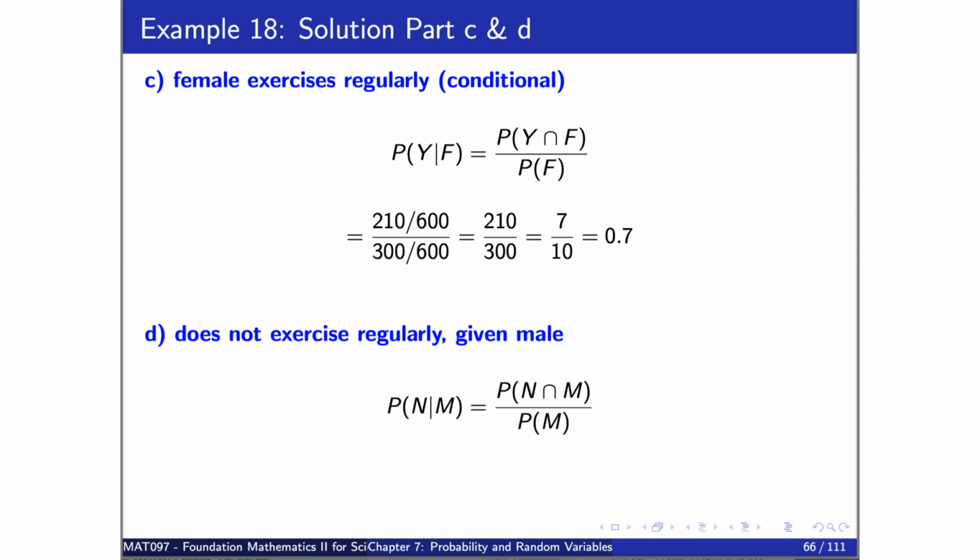For part D, we find the conditional probability that a person does not exercise regularly, given that the person is male. The formula is P(N|M) equals P(N intersection M) divided by P(M). Substituting the values from the table yields 120 over 600 divided by 300 over 600. This simplifies to 120 over 300, which is 0.4.